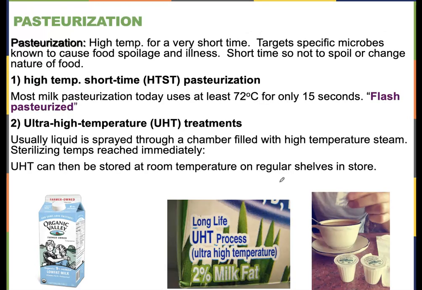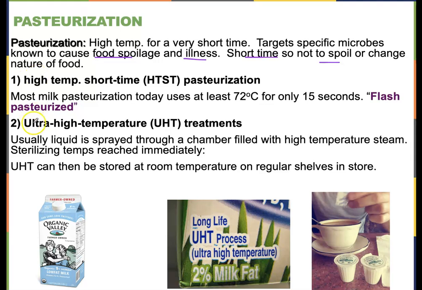All right, pasteurization is what we hear that milk and juices are pasteurized. So it is used in the food industry. We are targeting with pasteurization really specific microbes that are going to cause food spoilage and illness. And basically what happens is you're exposing the milk to a very high temperature, but for a very short time. Because if you start to leave milk, let's say at a high temperature for a long time, you're going to start to change the nature of the milk. You're starting to cook the proteins in the milk. So it's a short time not to spoil or change the nature of the food.